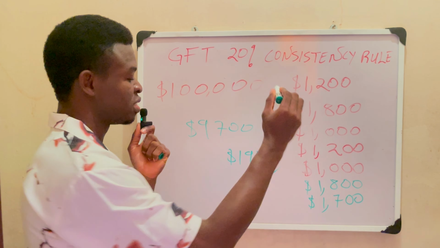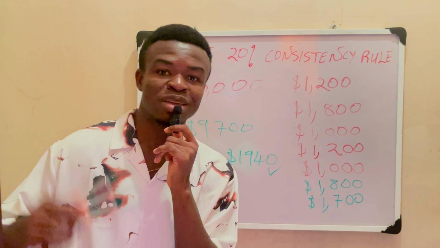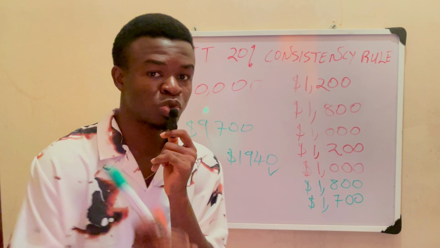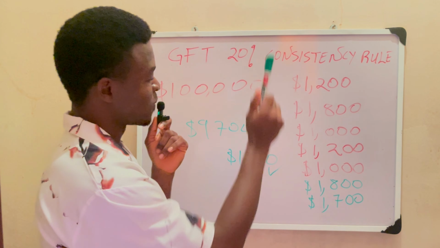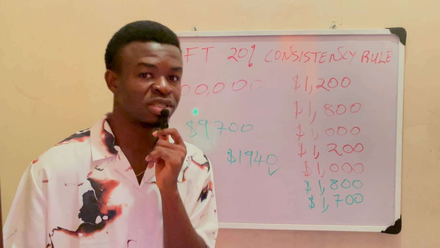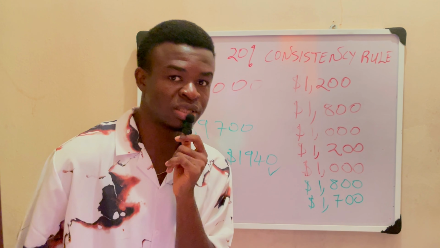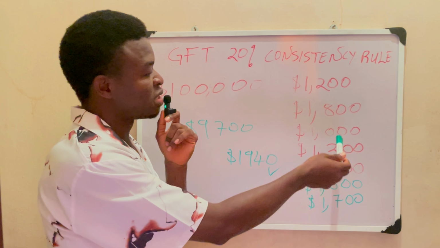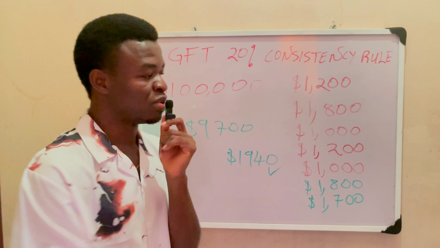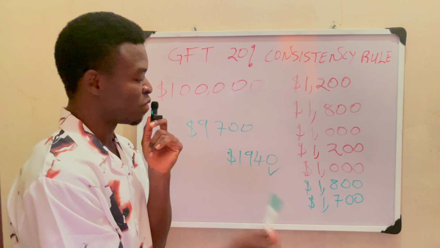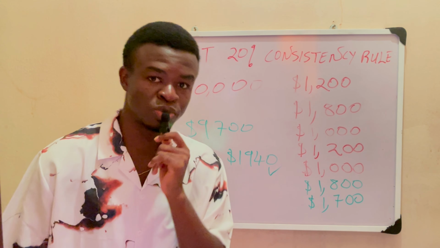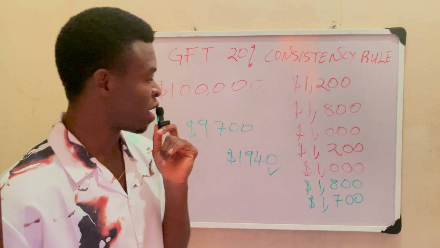So in essence, what the consistency rule just wants you to do is keep trading and keep making your profit. That's just what it's all about. So that's why some people, once they make their profits, they want to withdraw and they tell them that they have not passed the consistency rule. And when they are trying to pass it, they end up blowing their account. You see the amount of profit you need to make to pass this particular consistency rule. So this is just what the consistency rule is all about.